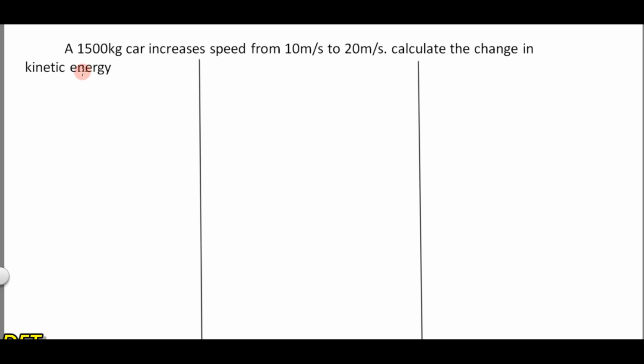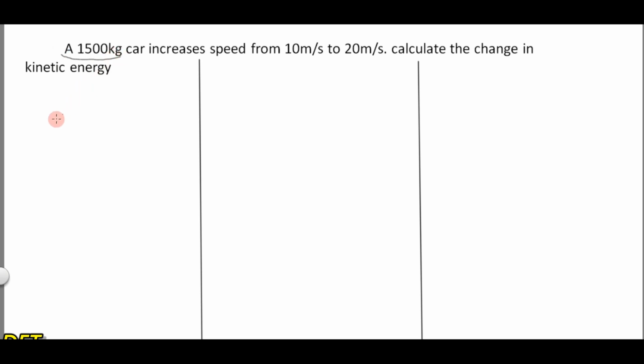Okay, so here we're going to look at another example. This one is a bit more complex than what we've been solving before, but it's still simple. So the question here is: a 1500 kg car increases speed from 10 meters per second to 20 meters per second. Calculate the change in kinetic energy.